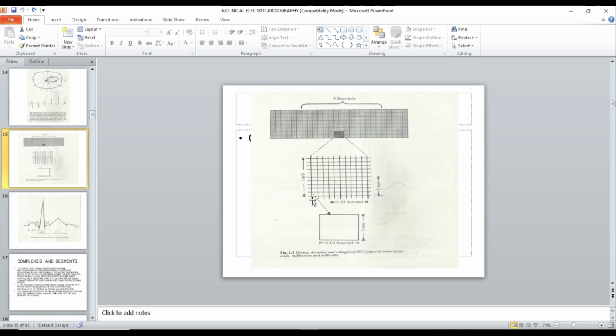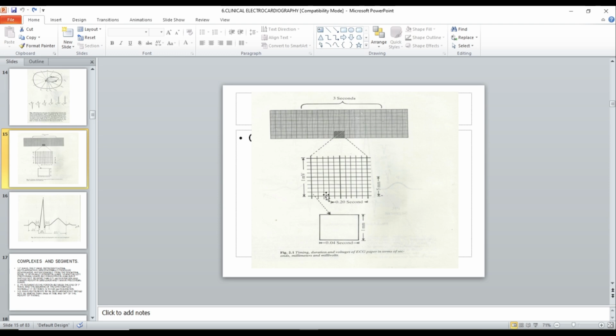The horizontal line represents the time and the vertical line represents the electrical activity in millivoltage. 1 millimeter horizontally is equal to 0.04 seconds, while 5 millimeters are equal to 0.2 seconds.